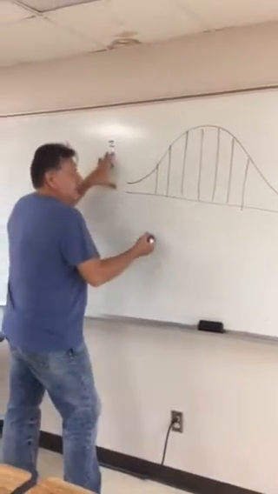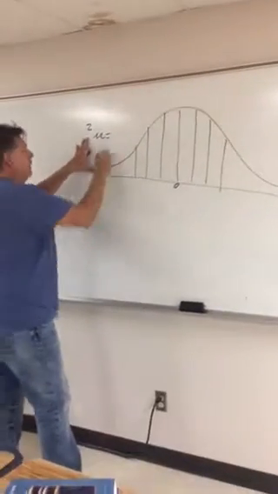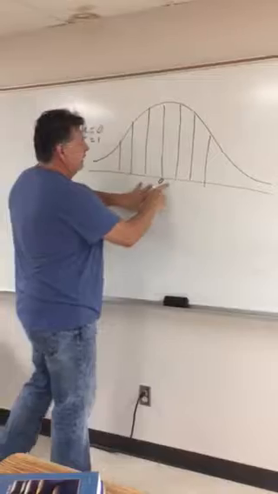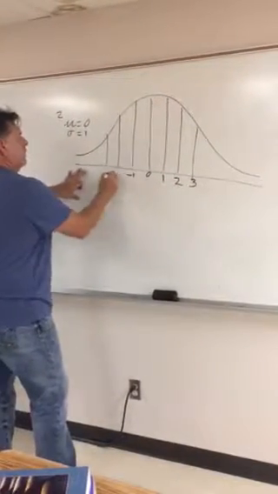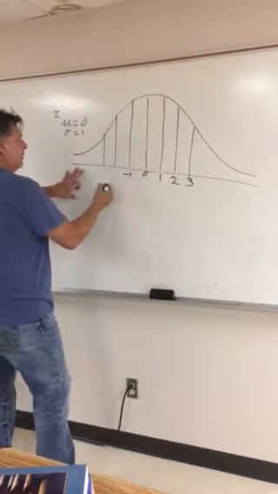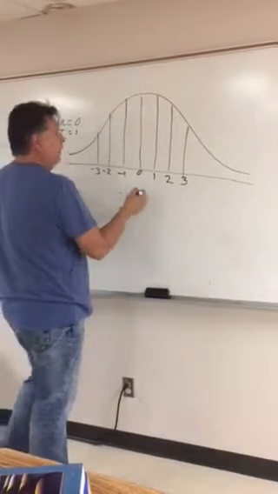A Z distribution is going to have a mean of 0, and it'll have a standard deviation of 1. So each standard deviation is going to make up 99.9% of this total distribution. Now I'm going to start assigning values to this.